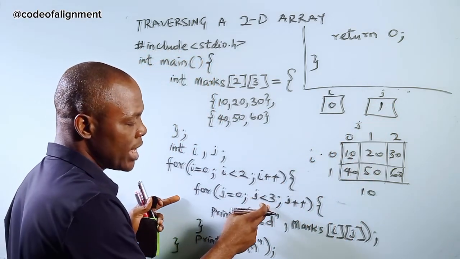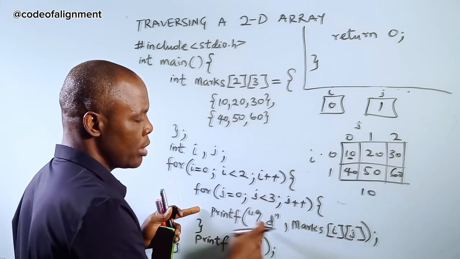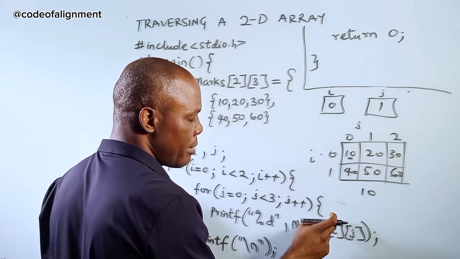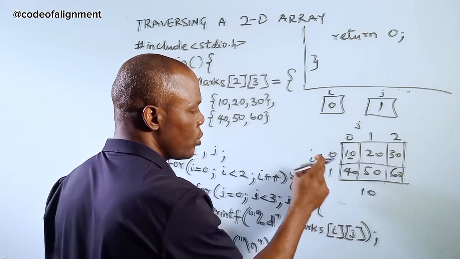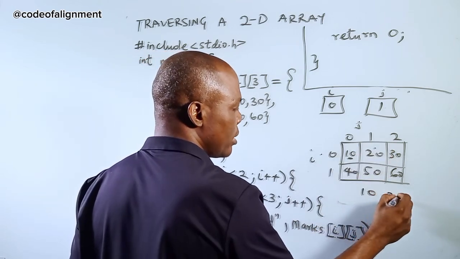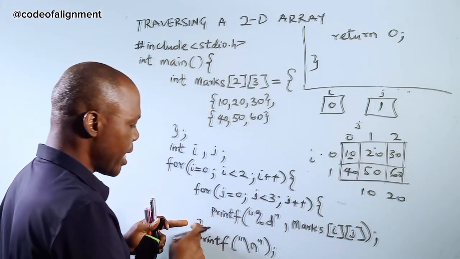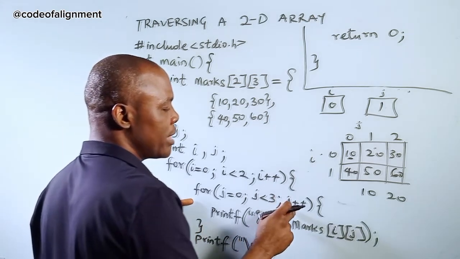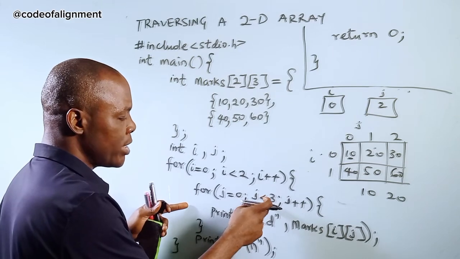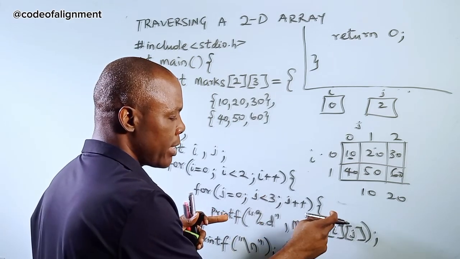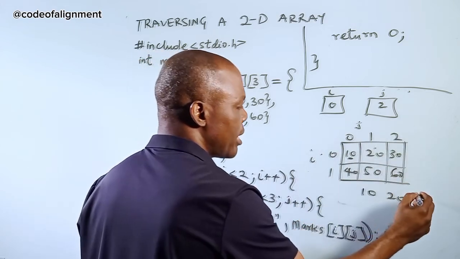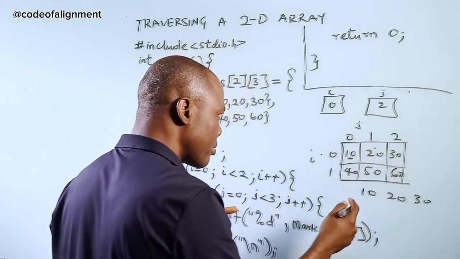Then it will check. 1 is less than 3. That is true. It will come in. So it will print out the element in mark[0][1]. So i is still 0, j is 1. So this one is to print out 20. Then it will encounter this again. It will increment j to 2. 2 is less than 3. That is true. It will come in. So mark[0][2]. It will print out 30.